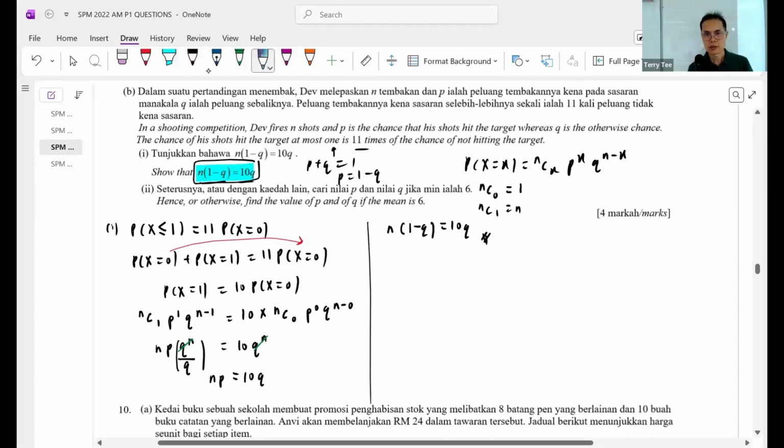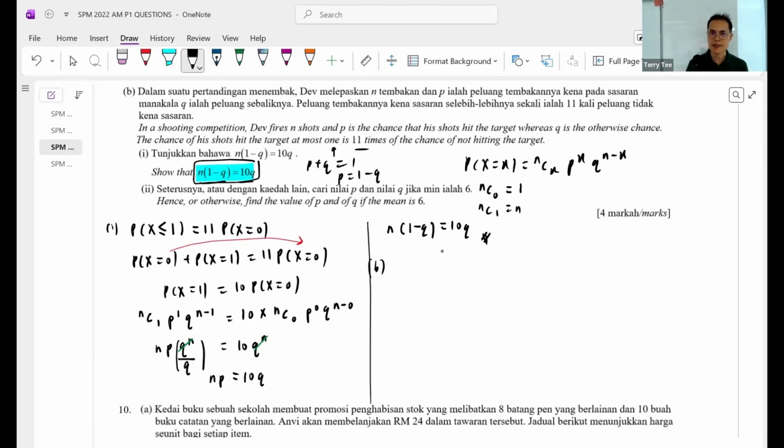All right. Moving on to part B. Hence or otherwise, find the value of p and q if the mean is 6. Okay, I hope you know this. Mean is given by this formula, np. And your mean is np, and np is now 6.